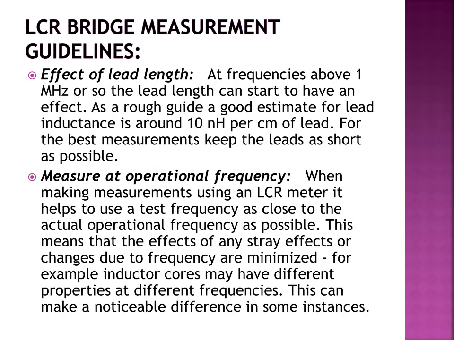Bridge measurement guidelines: effective lead length. At frequencies above 1 MHz or so, the lead length can start to have an effect. As a rough guide, a good estimate for lead inductance is around 10 nanohenries per centimeter of lead. For the best measurements, keep the leads as short as possible. Measure at operational frequency. When making measurements using an LCR meter, it helps to use a test frequency as close to the actual operational frequency as possible.